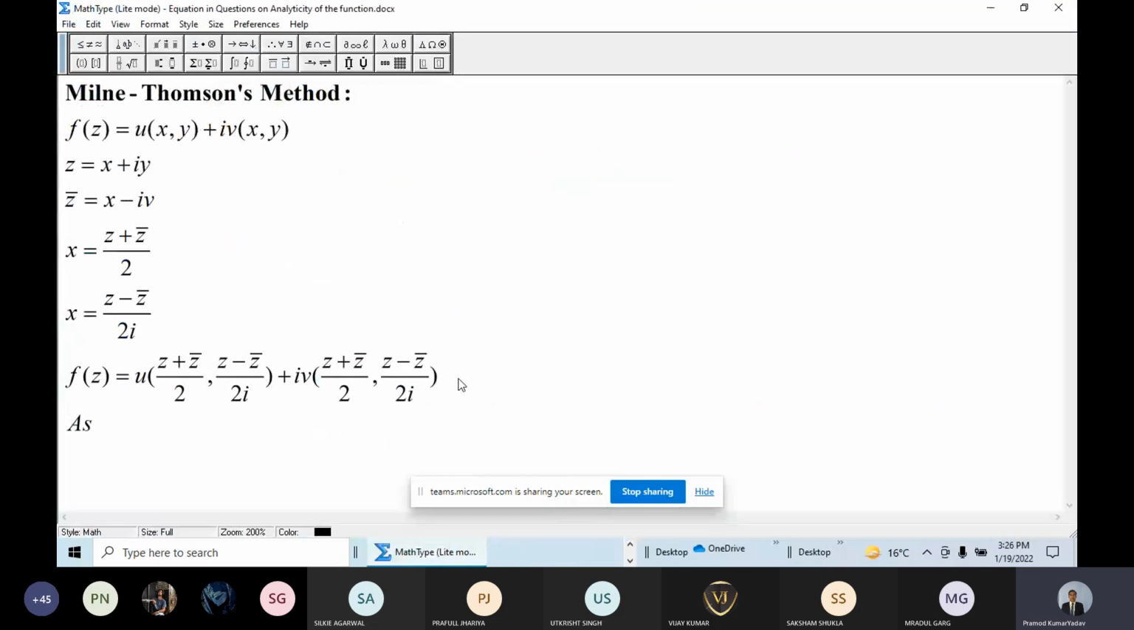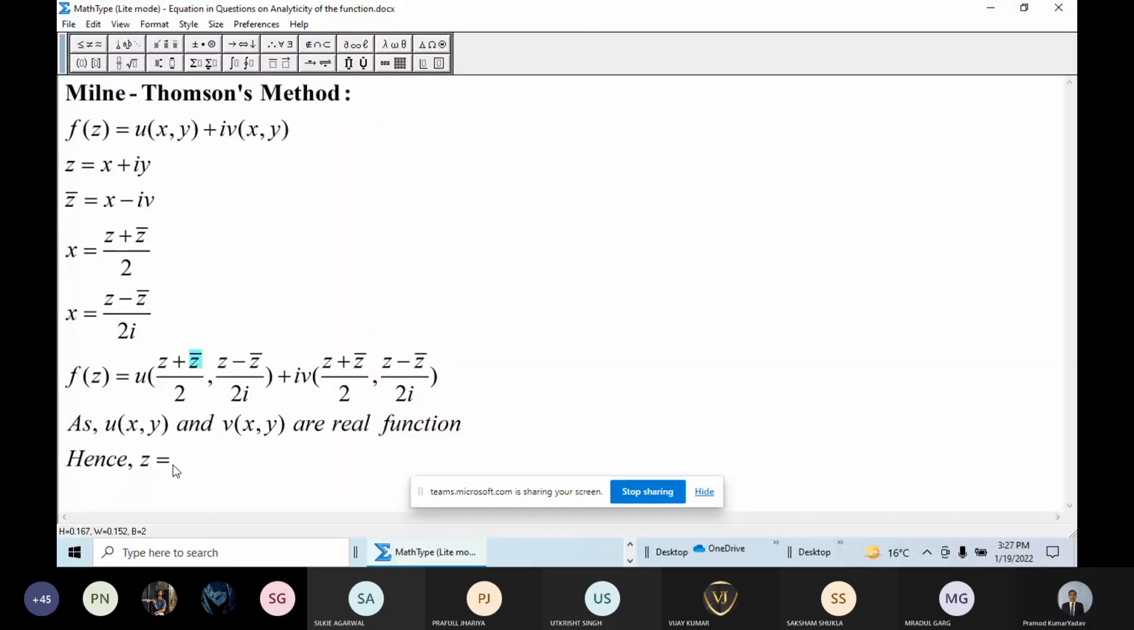We may mention that as: u(x, y) and v(x, y) are real functions, hence z equals z bar.